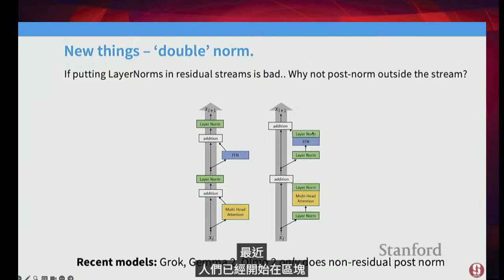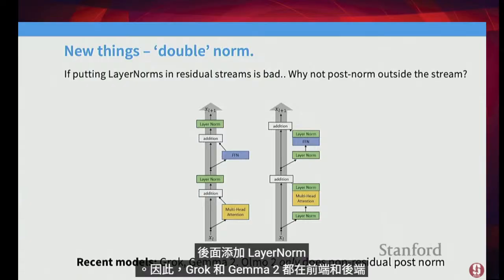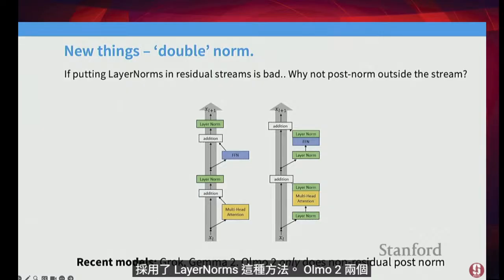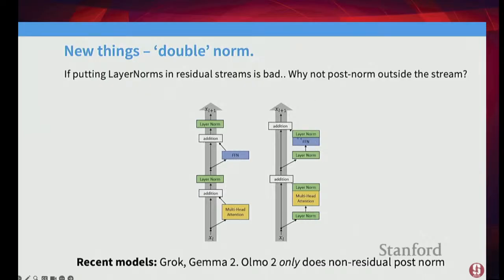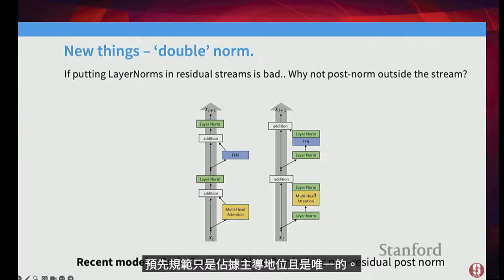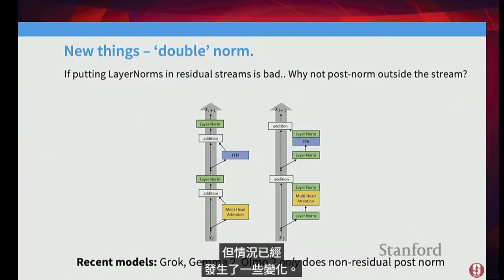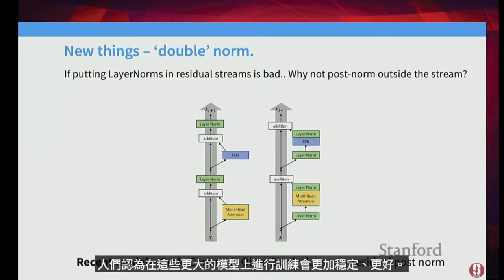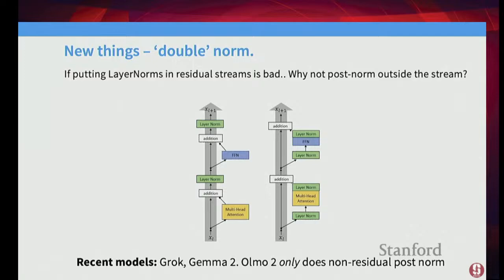And not only that, recently people have gone around and added the layer norm after the blocks as well. So Grok and Gemma 2 both take this approach of layer norms both in front and after. Olmo 2 does only the layer norm after the feed forward and the multi-head attention. So this is actually an interesting change. Pre-norm has been dominant and the only thing for a while, but things have changed up a little bit. So now there's a new variant, and there have been some evaluations of this approach. People have argued it's a little bit more stable and nicer to train on these larger models.